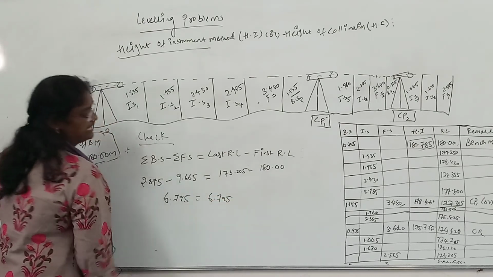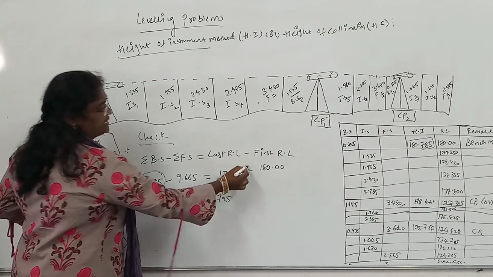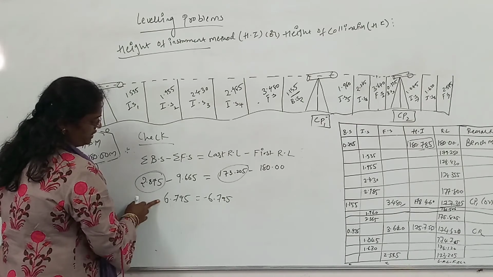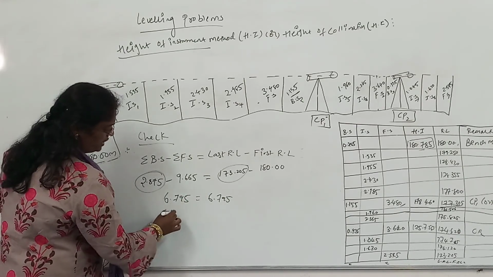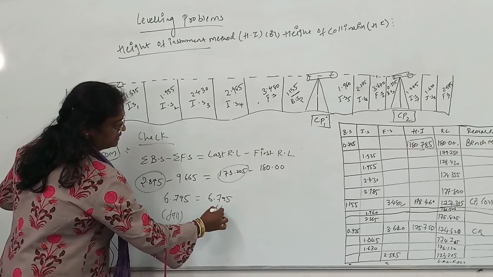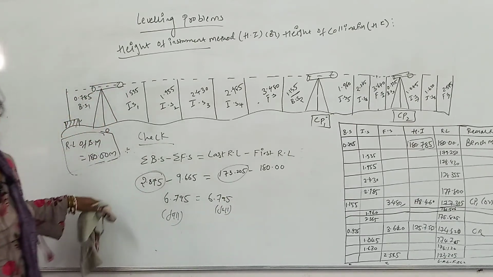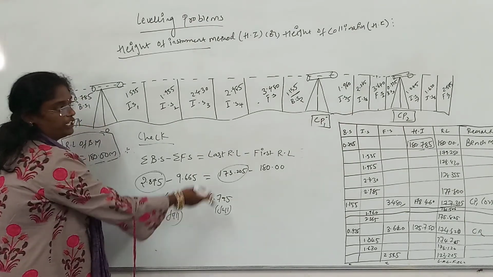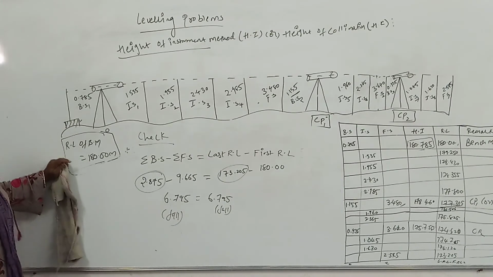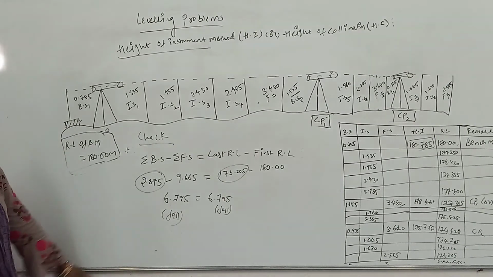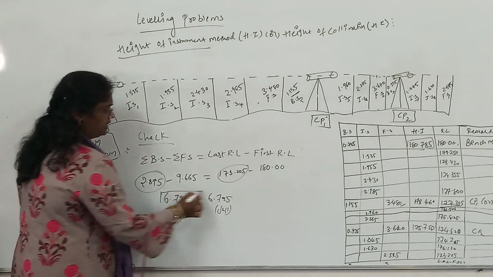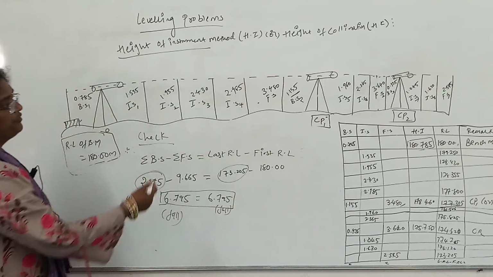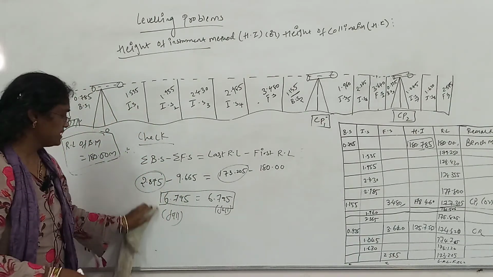See here, this is the lower value. Obviously this will be in minus, so you should not write minus here. Here we have to mention fall. In leveling, if you get positive, you should mention rise. If you get fall, it means the ground is sloping, and that is why you are getting these values. So whatever we did is correct. Our check is correct. In this same problem, we will do one more method, that is rise and fall.